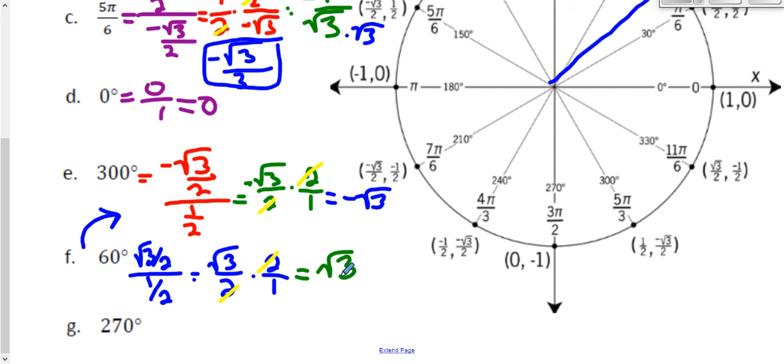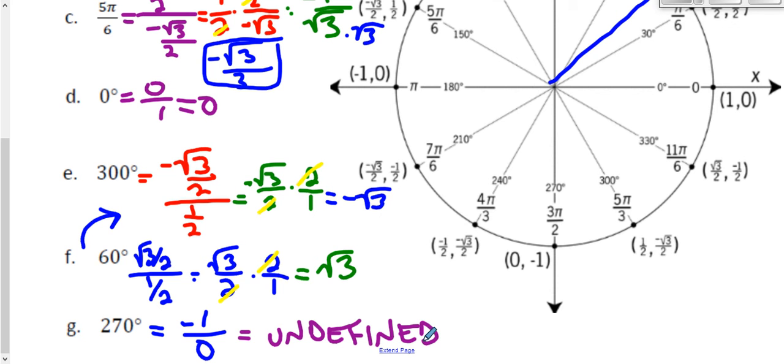We have one last value to find, and that's for 270. That's this guy right down here on the y-axis. This is the coordinate pair, 0, -1. So we're going to put the -1 sine value on top and the 0 cosine value on bottom. And this is where we break math. We are not allowed to divide by 0. And since we can't divide by 0, we're going to call this one undefined. And that one is all done.